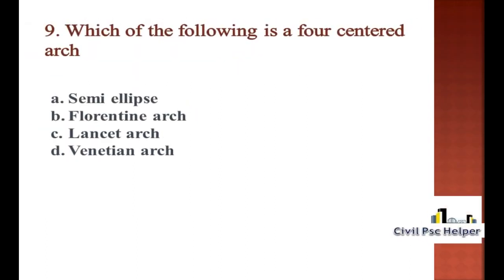Ninth question. Which of the following is a four-centered arch? Option A, semi-ellipse. Option B, Florentine arch. Option C, lancet arch. Option D, Venetian arch. From this we can say the option D, Venetian arch, is a four-centered arch.